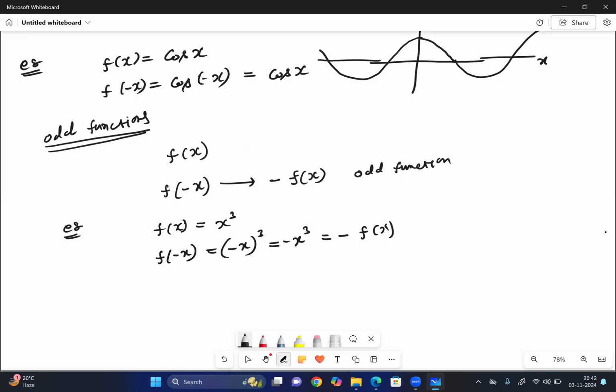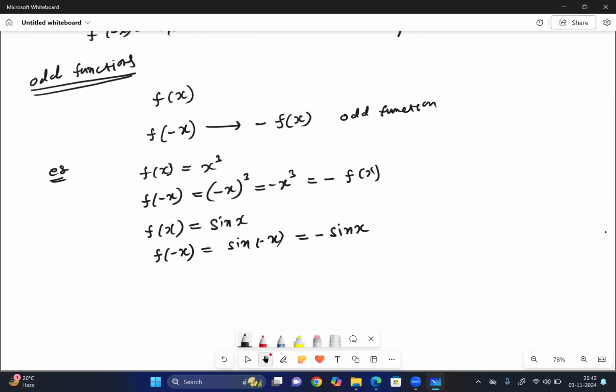Okay. And let's see another example. Let's say sine x. In this function, if I'm writing f(minus x), then sine minus x is minus sine x. So that's another example.